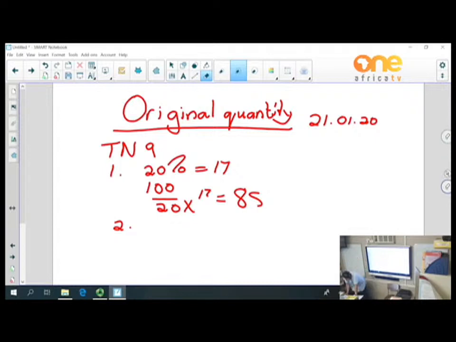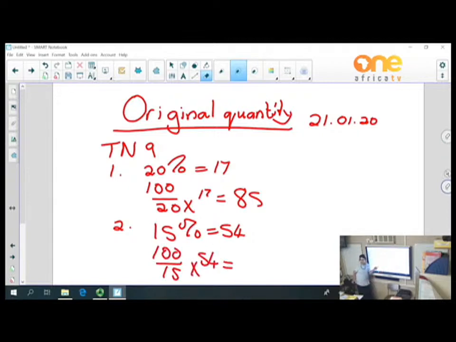Right, now number 2. In a box, 15% of the balls are red. If there are 54 red balls, find the number of balls in the box. So again, you want to find that original quantity. So 15% is 54. So 100 over 15 of that 54, it's about this reciprocal that we are doing here.